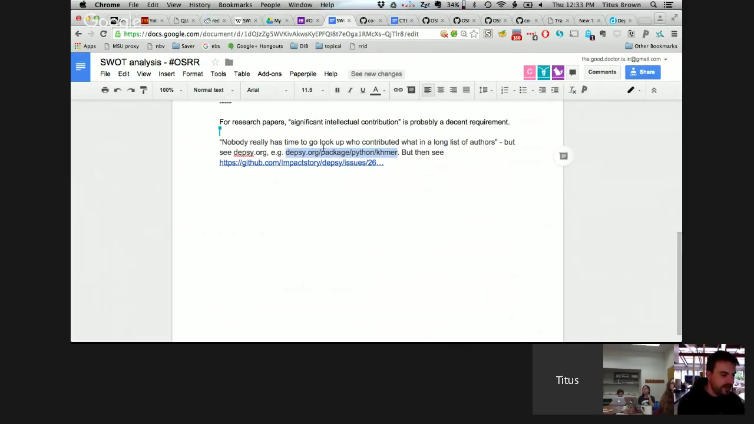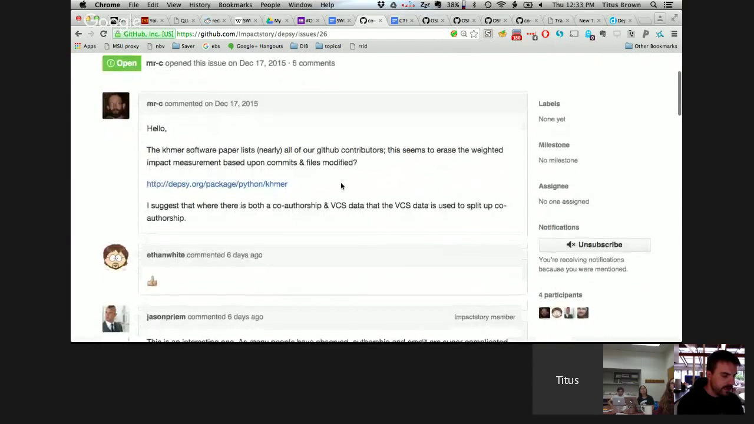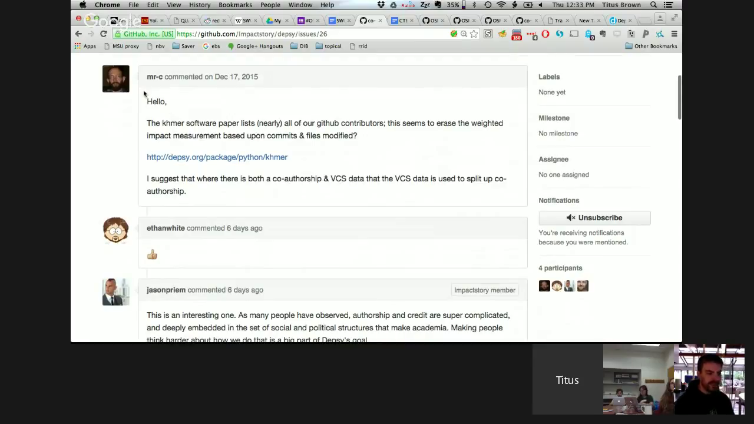And the fun thing about us is we actually just broke that, because on our paper we listed all of the GitHub contributors. Depsy used that to override the weighted impact measurement based on number of commits and number of files modified. I should say that the person that filed this GitHub issue is Michael Crusoe, who's the first author on the KHMER paper. So as you can see, Michael is really a troublemaker.